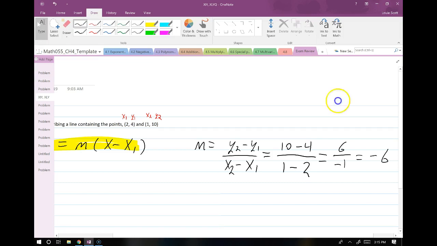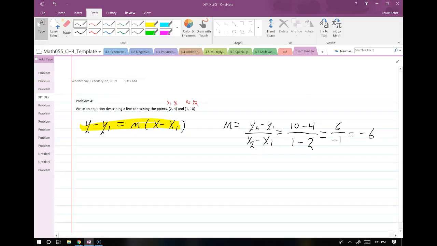Okay, so I have m. I've already labeled x1 and y1, so I just need to plug everything in and I'm done. So I have y minus y1, y1 was 4, equals m. We already found m, that was negative 6, times x minus x1. And x1 was just 2. There we go. We are done. Since I didn't ask you to put that equation in a specific form, we're done. If I would have asked you to put it in slope-intercept form, you would have had to solve for y on this step. But since I only ask you to give me an equation, any old equation, you're done right here. Okay, that one will be on the exam.